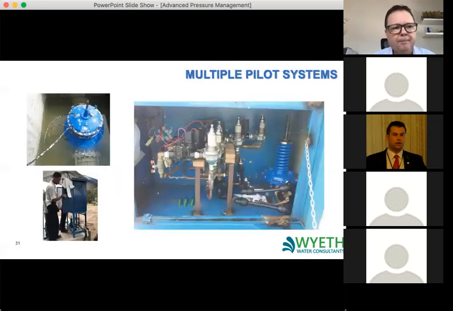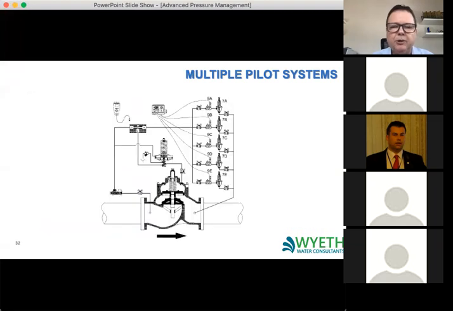Now, there are some utilities that actually look at putting in more than 2 pilots, so not just a high pressure and a low pressure. In this example, you can see they've got 1, 2, 3, 4, 5 pilots. So they've got 5 pressure pilots. And if I show you this schematic, you can see here, we've got 5 pilots. So you can set 5 different pressure settings.